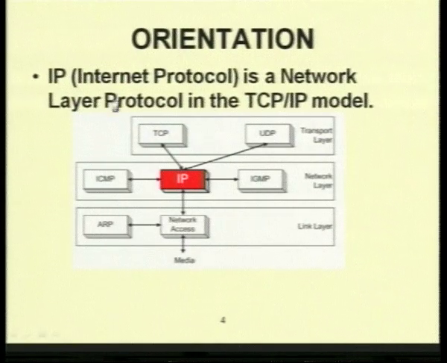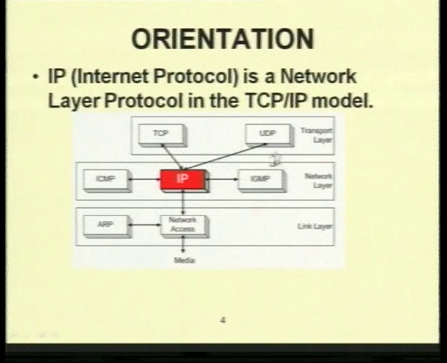So, just to have a quick orientation of where we are located in the entire TCP IP model, take a look at this picture. So, you have the IP protocol at the network layer in the TCP IP model, right, at the IP this is the network layer. So, this is kind of in between your transport layer and the link layer. At the network layer, we also have other protocols such as the ICMP and IGMP protocols. Now, in the transport layer, you have the TCP and the UDP protocol.